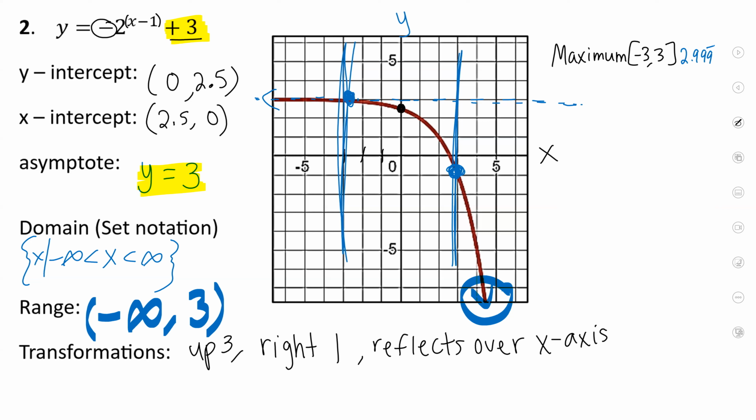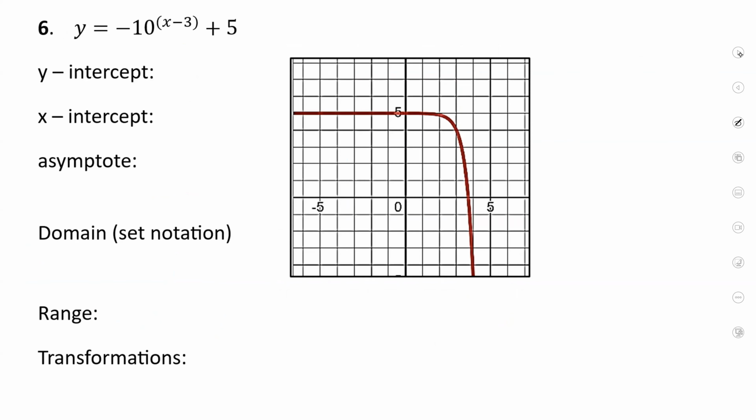Okay? Let's look at the minimum on the same interval. So I'll look between -3 and 3. The minimum's down here. That looks like -1. All right, so that's it for this example. That's how you do maximum and minimum. Okay, let's do one more. Let's do number 6. Okay, let's talk about the transformations real quick.